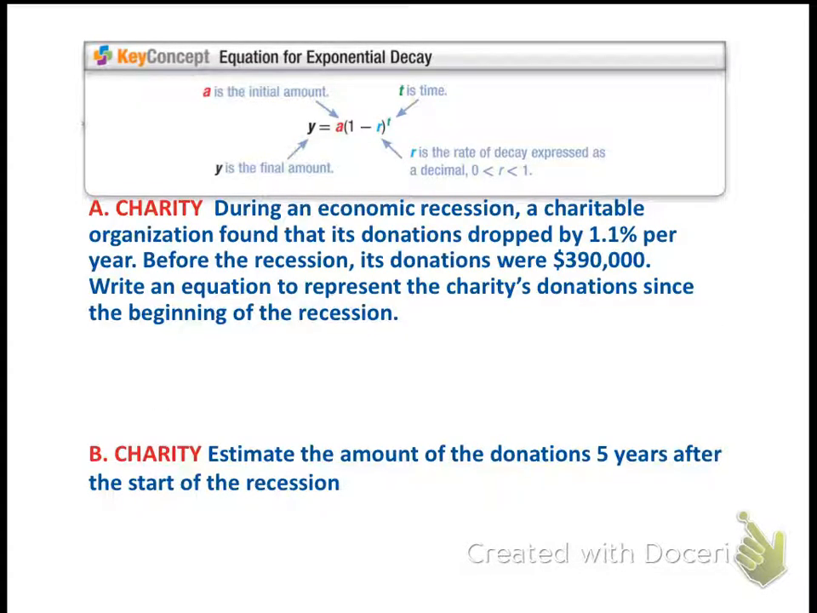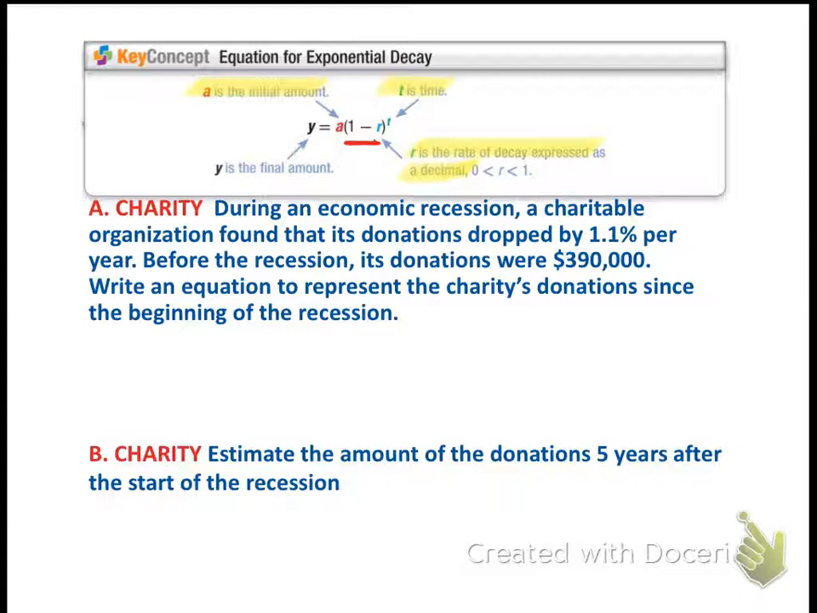Alright, let's talk about exponential decay. Exponential decay is very similar to growth. You'll notice that A is still the initial amount, t is still time, and r is still the rate expressed as a decimal. The only difference here, ladies and gentlemen, is that we are subtracting from 1. So let me explain a little bit more about this adding 1, subtracting 1.